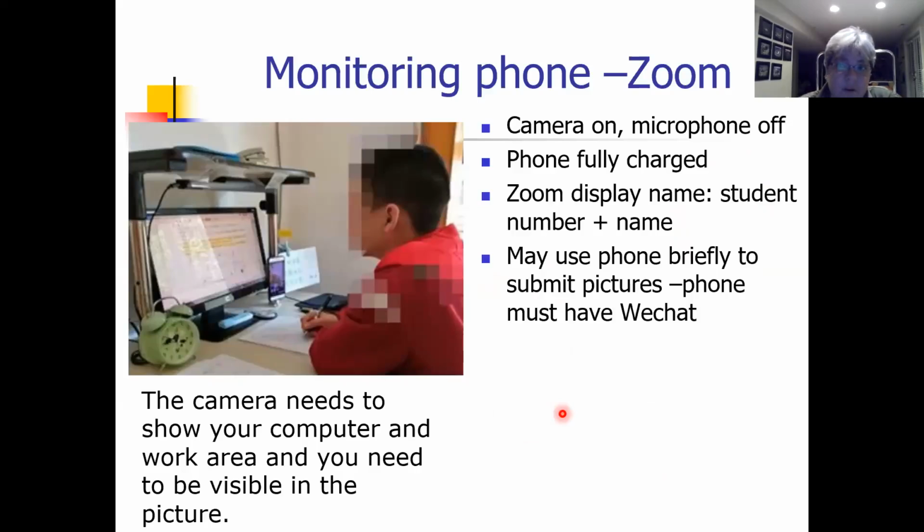Again, you can use that phone that's monitoring briefly to submit pictures. So make sure that that's the phone that's connected to your WeChat so that you can do that.